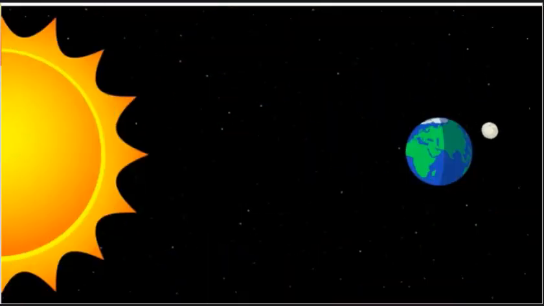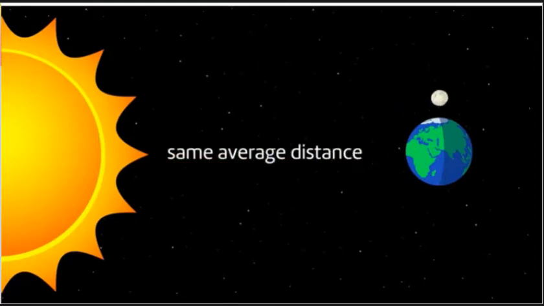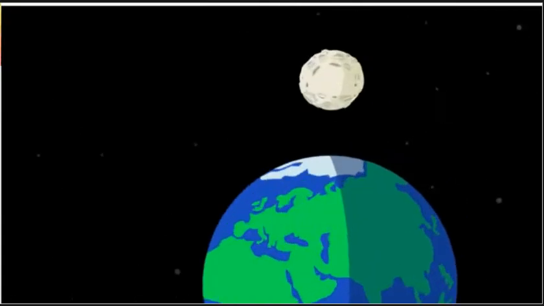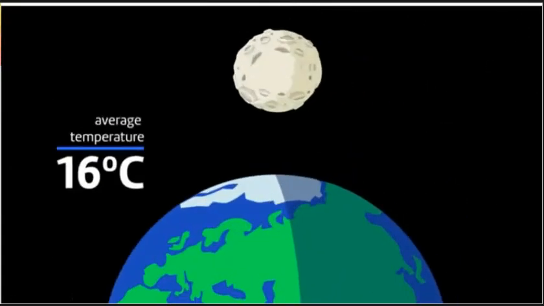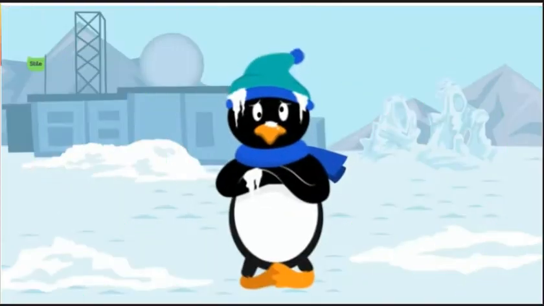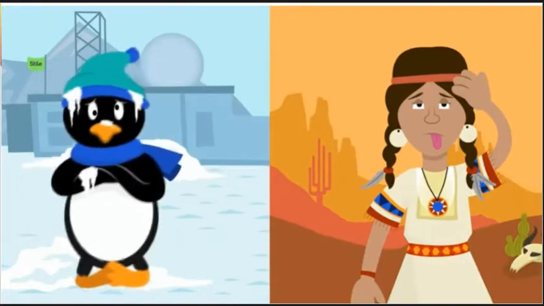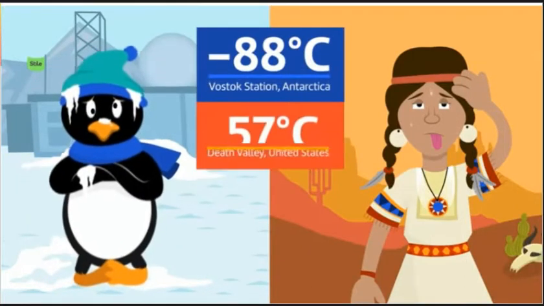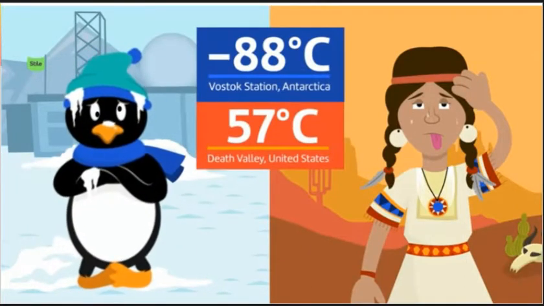On average, the moon and Earth are the same distance from the sun, so they get the same amount of solar energy. But here, the average temperature is 16 degrees Celsius, while on the moon, it's more like minus 80. The Earth has a much smaller range of temperatures too. Minus 88 and plus 57 are the lowest and highest on record.